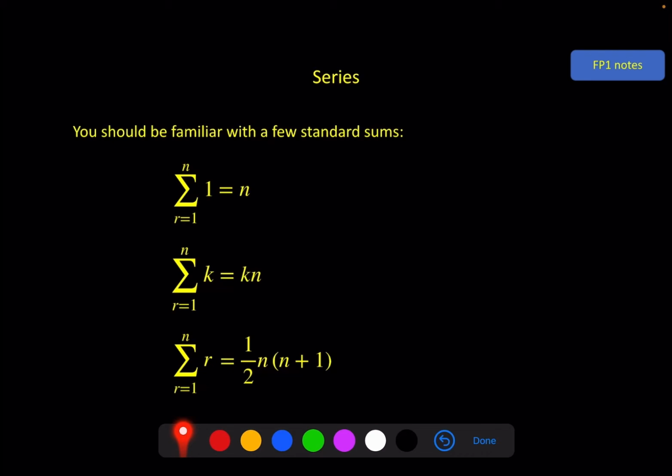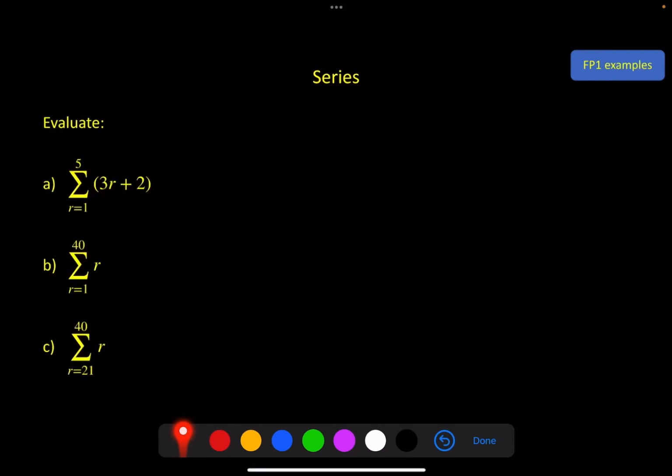So here are 3 standard sums that are going to be very useful. We'll look at a couple more useful properties later in the video, and we'll be using all of these to help solve some problems. So a few examples with these first. Evaluate the sum from 1 to 5 of 3r plus 2. Okay, so here there are only 5 terms, so I'm just going to write them out.